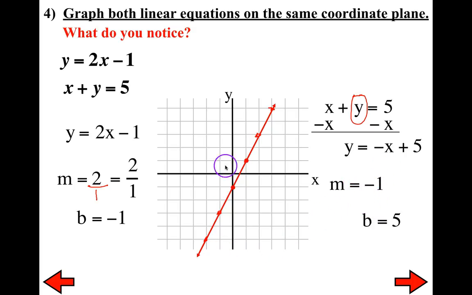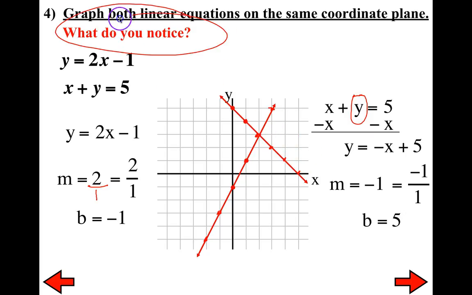So on my y-intercept, I'm going to go ahead and plot my point at 5. I'm going to use the slope of negative 1, which can be written as negative 1 over 1. So it's going to be down 1 to the right 1, down 1 to the right 1. Keep going until you're done. And there you have it.